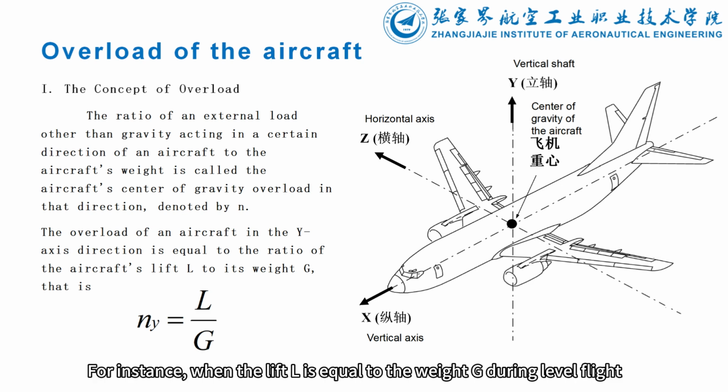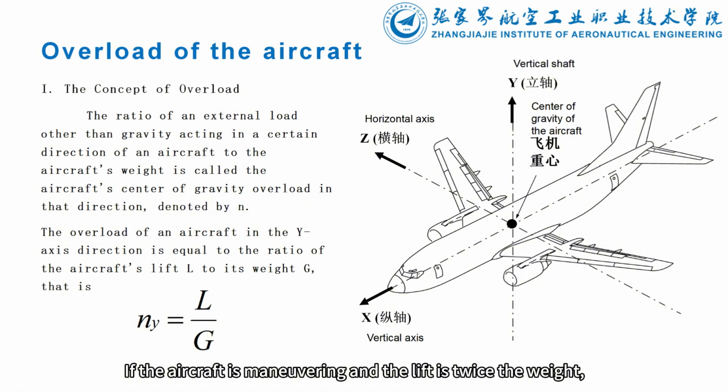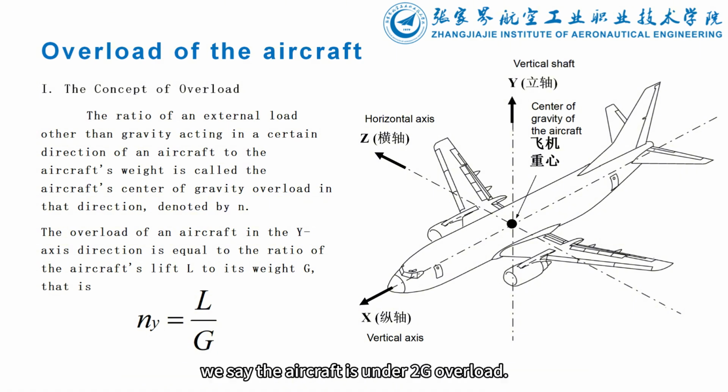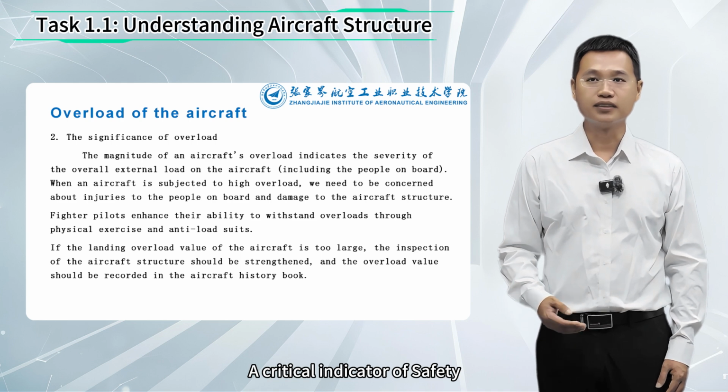weight, G. For instance, when the lift L is equal to the weight G during level flight, then Ny equals 1. If the aircraft is maneuvering and the lift is twice the weight, then Ny equals 2. We say the aircraft is under 2G overload. The meaning of overload is a critical indicator of safety.